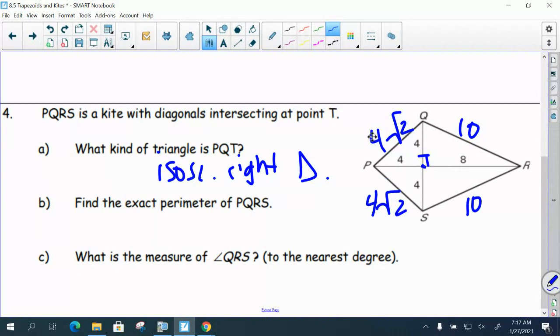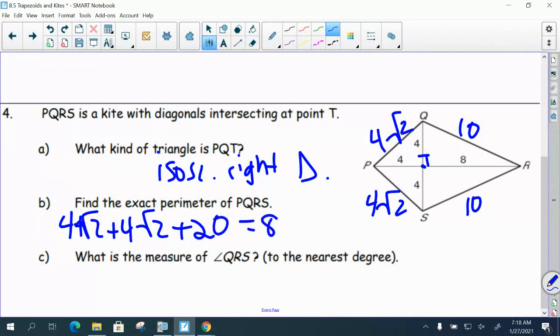So this would be 4 square root 2 plus 4 square root 2, and then plus 20. So you would simplify this as 8 square root 2 plus 20. You wouldn't add the 8 square root 2 and the 20 together because the 20 doesn't have a square root 2. It's kind of like they're not like terms.